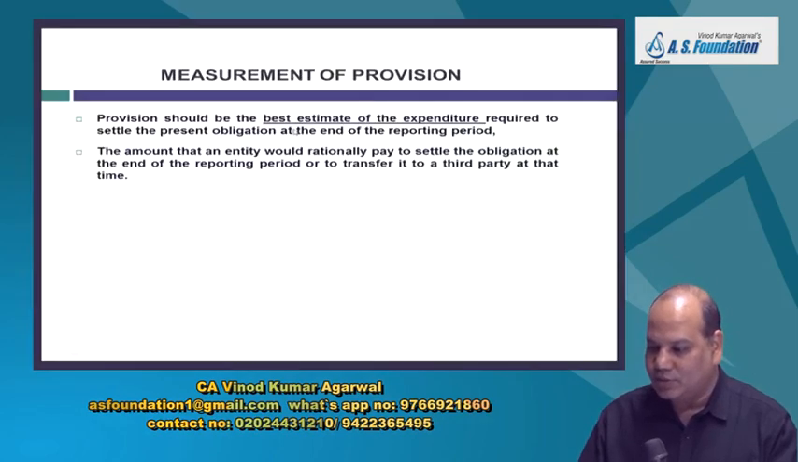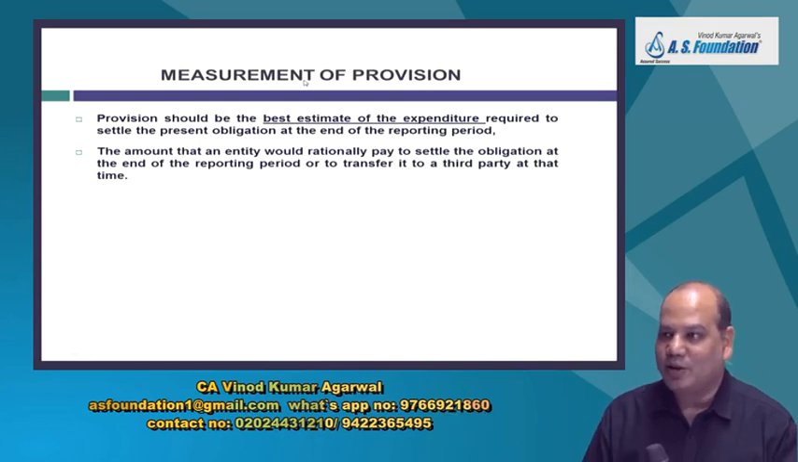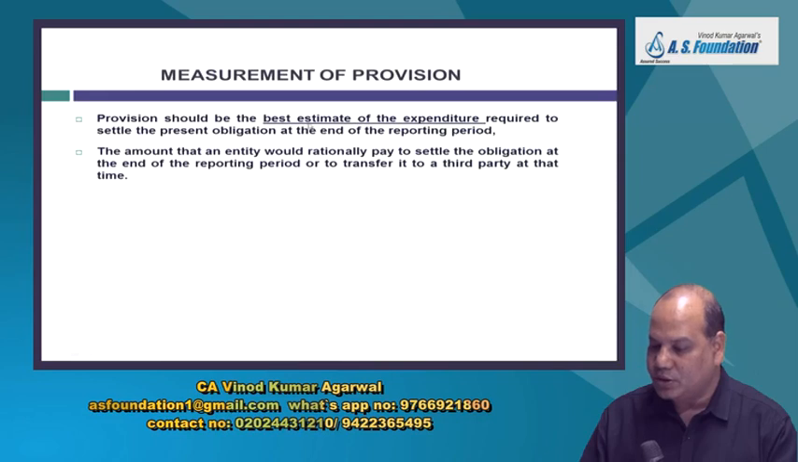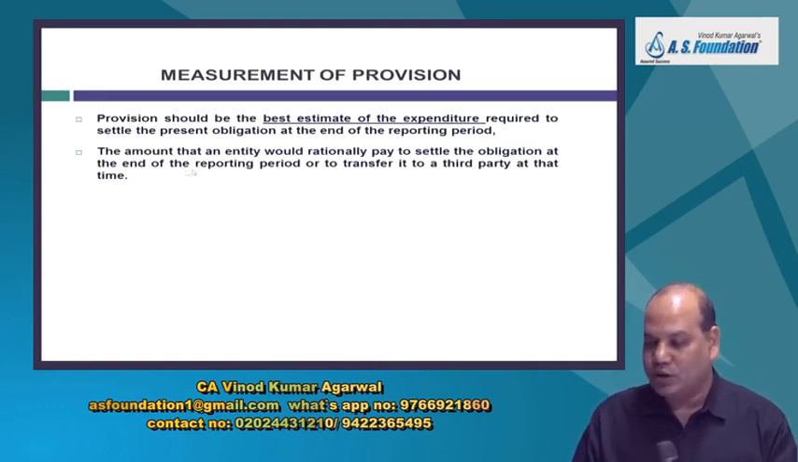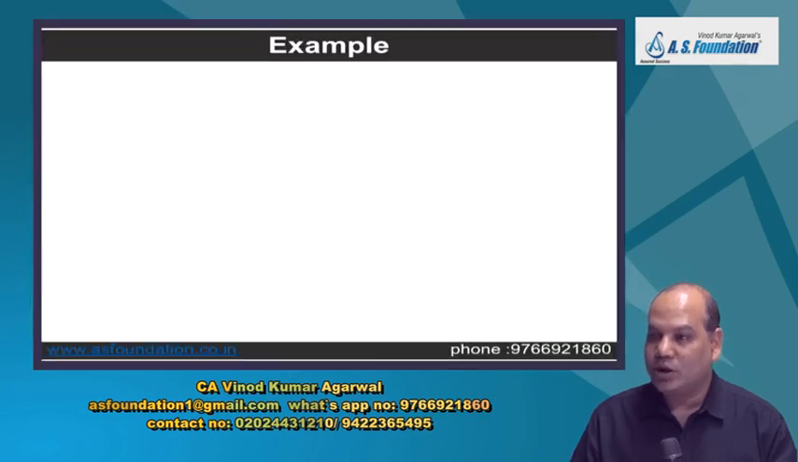Now the interesting part is measurement of provision. Practical challenge: measurement of provision. Why? The amount is uncertain. The timing is uncertain. But the standard says if the probability of obligation is more than 50%, you should make a provision. So the standard setter knows the practical difficulty, and says make the provision based on the best estimate of the expenditure that you will be required to settle the present obligation at the end of the reporting period. So on the reporting date, make the best estimate of the expenditure. Now how to make the best estimate? You have to estimate the amount that the entity would rationally pay to settle the obligation at the end of the reporting period or to transfer it to a third party at that time. So while making the estimate, you have to be rational, neither overestimating nor underestimating.